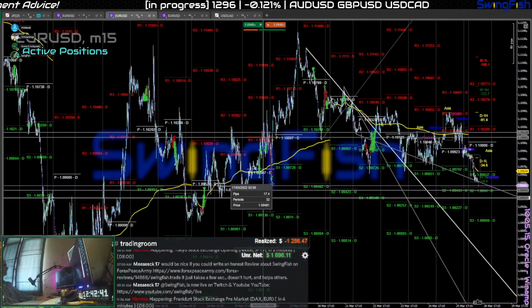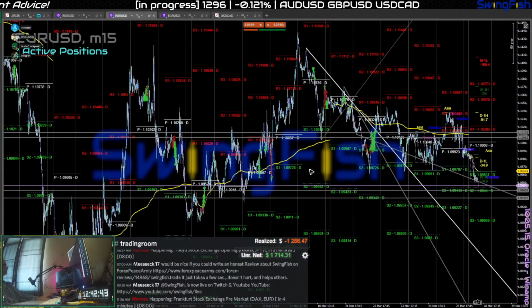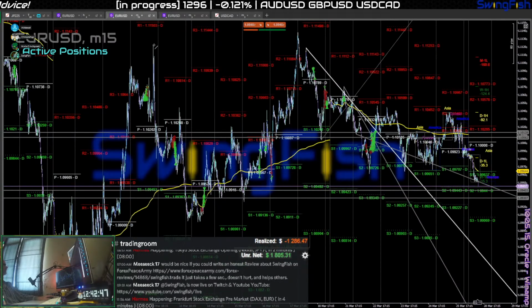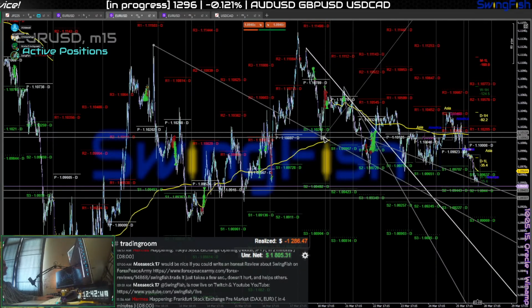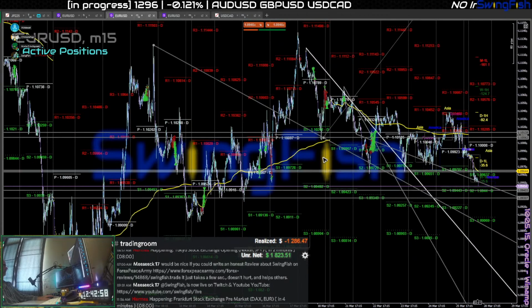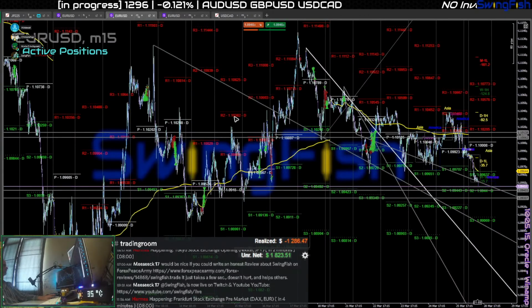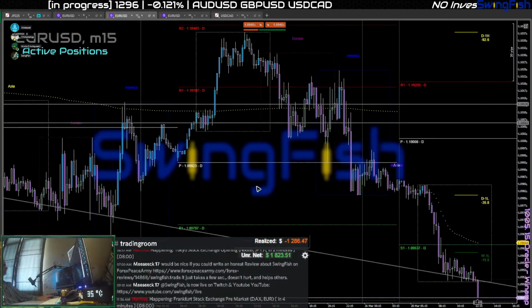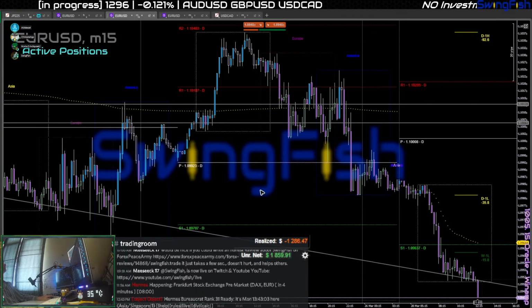Or another 17. It's pretty hard to find actual structural support and resistance. Maybe that one, but that's like 40 pips down. It's not impossible. No, but if that's going to happen, it'll be during London or New York. It's not going to happen in this session.